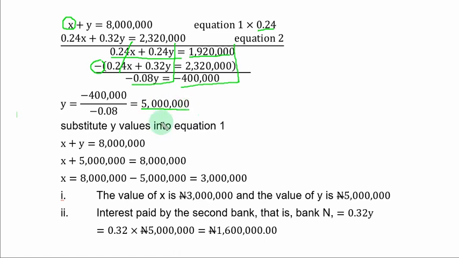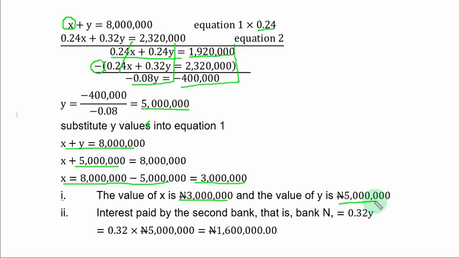To get the value of S, you need to substitute the Y value into equation 1. So equation 1 is this. Anywhere Y appears, you replace it with 5 million. Collecting like terms, you have S equal to 8 million naira minus 5 million, and you have 3 million. So now we got 1. The value of S is 3 million naira, and the value of Y is 5 million naira.